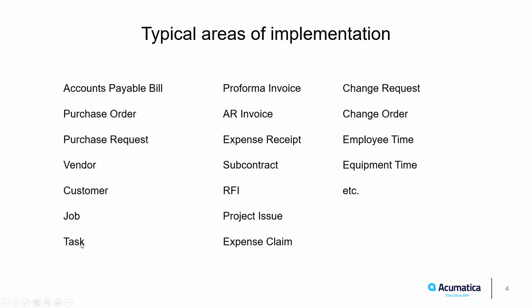Customers, jobs, sub-jobs, pro forma invoices: let a project manager start a pro forma invoice, build it all the way out, and then save it and have it move on to the next person for approval, which might be a project accountant, who might have the final approval and the responsibility of sending it. That could happen with just a basic AR invoice, expense receipts, subcontracts, RFIs (requests for information), project issues, expense claims, change requests, change orders, employee time, equipment time.